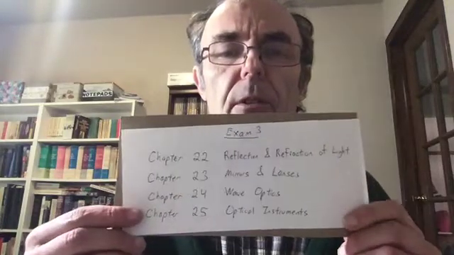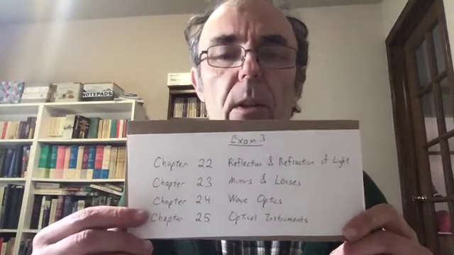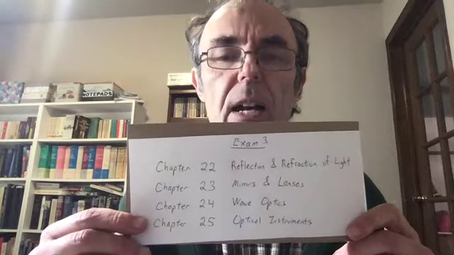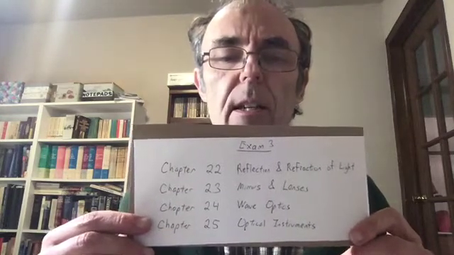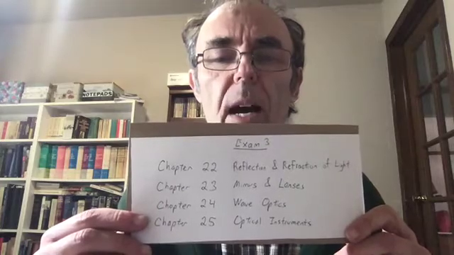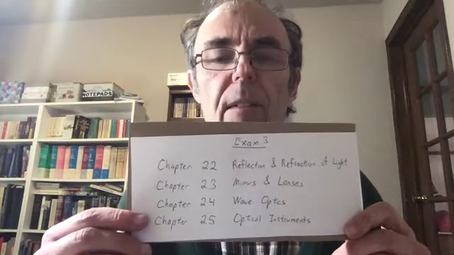Exam 3 covers 4 chapters. Chapter 22 on the reflection and refraction of light. Chapter 23 about mirrors and lenses. Chapter 24 about wave optics. And Chapter 25 about optical instruments.